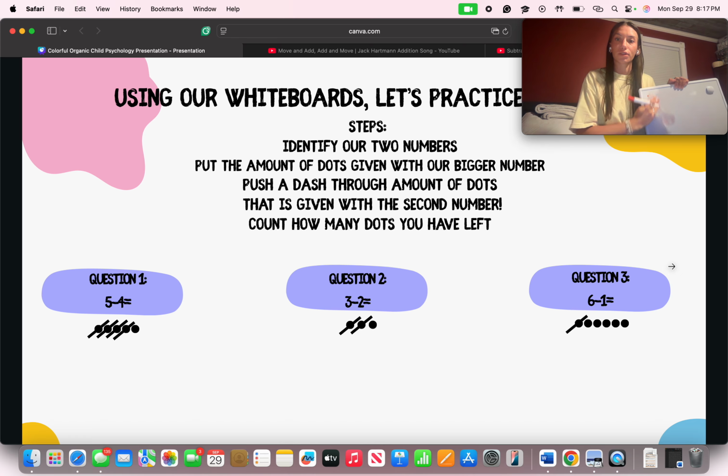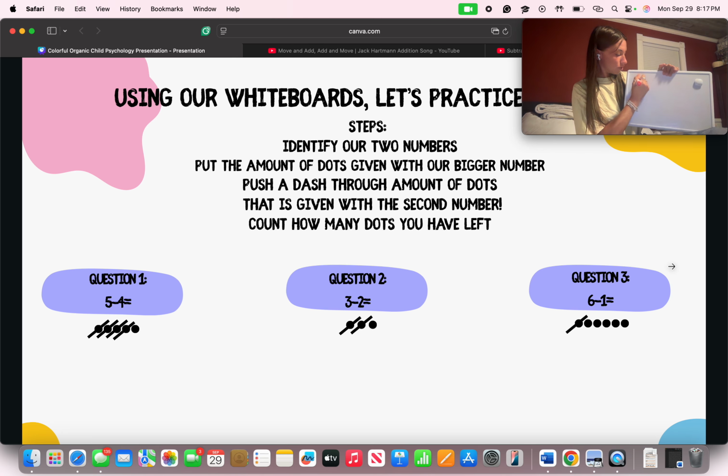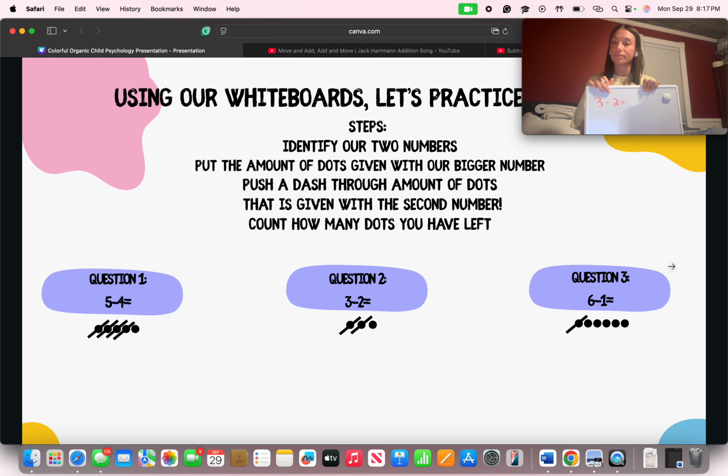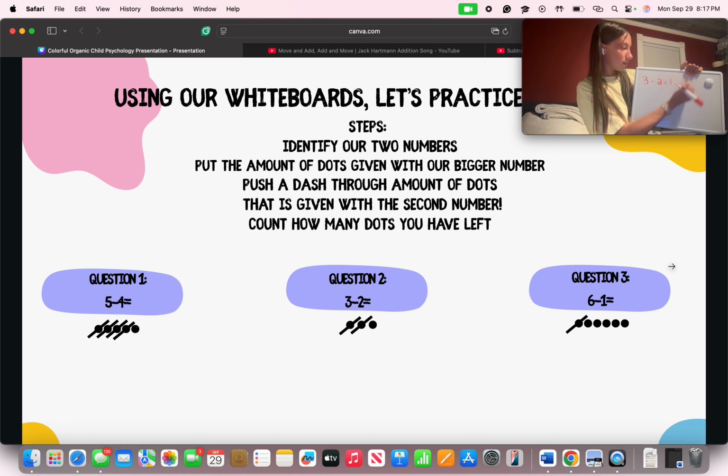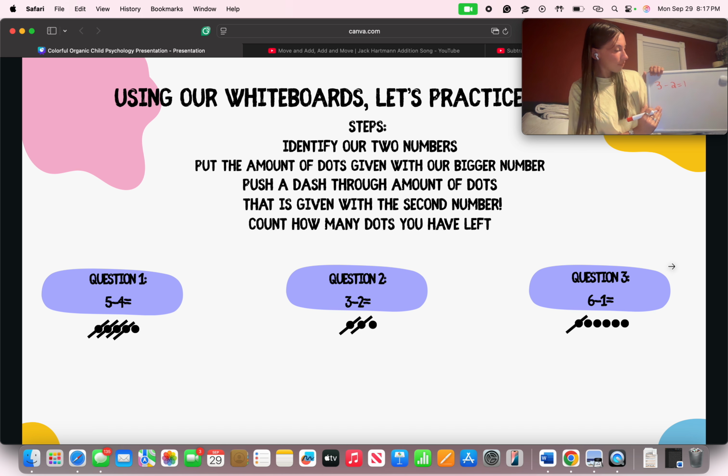Now, for question 2 and 3, you're going to have the opportunity to answer on your own, and then we will discuss it as a class. So, for question 2, 3 minus 2 equals, would anybody like to give it a shot? Yes, friend C. Friend C said our answer would be 1. And how did you get that answer? Correct. We're going to put our 3 dots. We're going to take 2 dots away. And we are left with 1 dot.